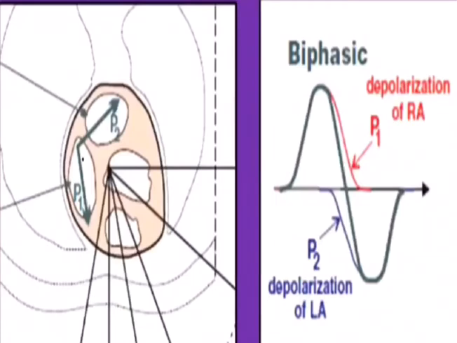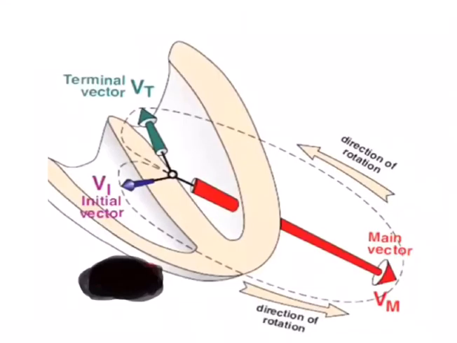So we saw that the impulse travels from the SA node to the right atrium, then the left atrium, then it goes to the septum, left ventricle, and right ventricle in this direction, and we will see how the QRS complexes are formed in the next slide.